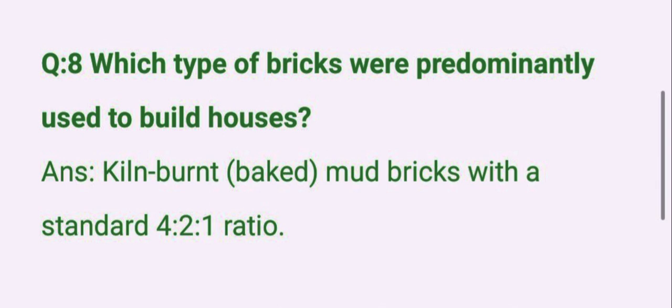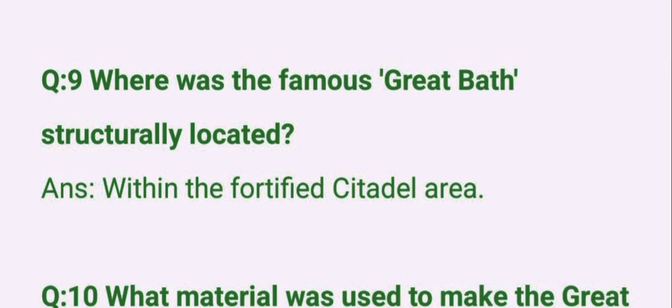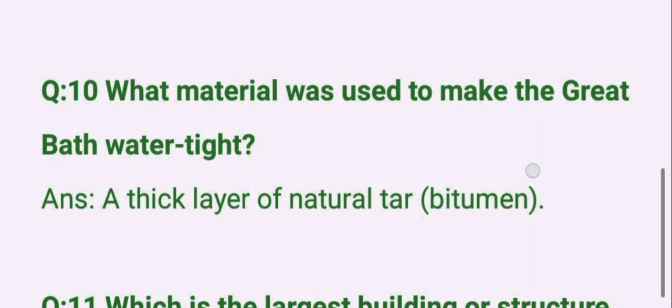Which type of bricks were predominantly used to build houses? Kiln-burnt, baked mud bricks with a standard 4:2:1 ratio. Where was the famous Great Bath structurally located? Within the fortified citadel area. What material was used to make the Great Bath waterproof? A thick layer of natural tar, bitumen.